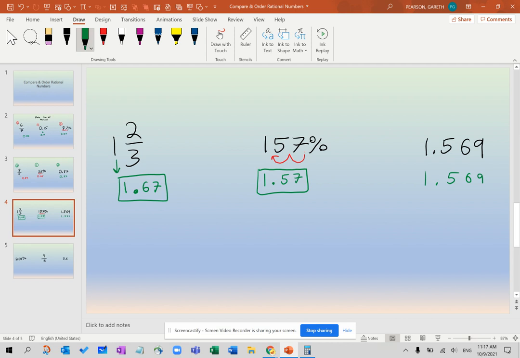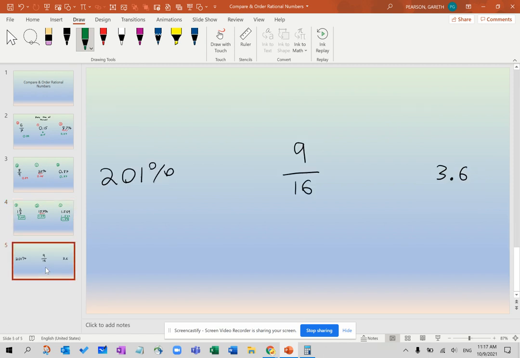Now remember, for this, you're going to want it more or less. I mean, it's not exactly 1.56, but it is slightly smaller than 1.57. So let's just say this is 1.56. Yeah? Now we can compare these three. My smallest one is 1.56. My next smallest one is 1.57. And my next smallest one is 1.67. Ta-da!